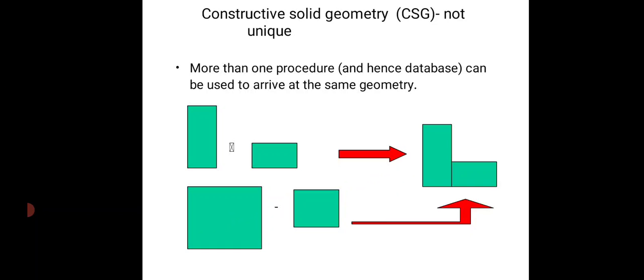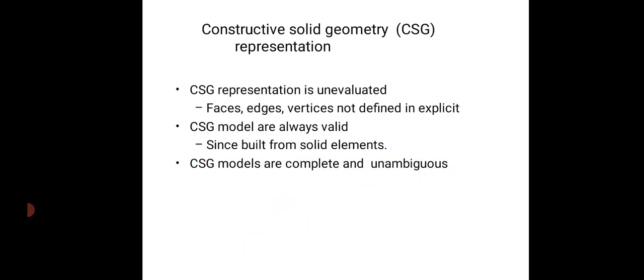Constructive solid geometry is not unique. More than one procedure can be used to arrive at the same geometry. You can see this image, different blocks are joined to make a single image. This is constructive solid geometry. CSG representation is unevaluated. That means faces, edges, vertices are not defined explicitly. CSG models are always valid. Since they are built from solid elements, CSG models are complete and unambiguous.